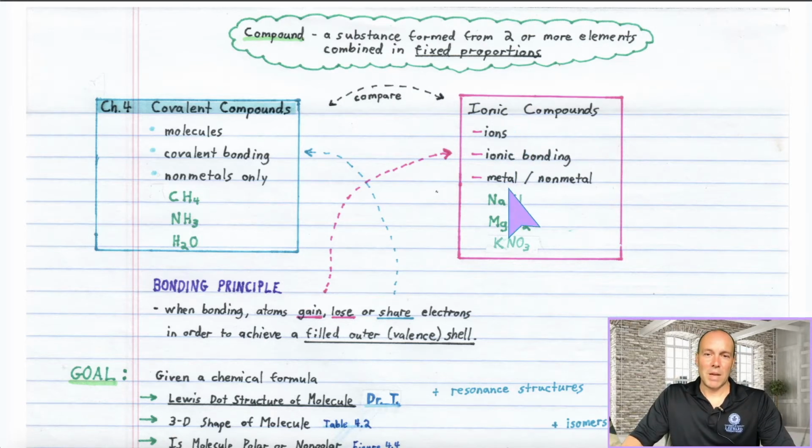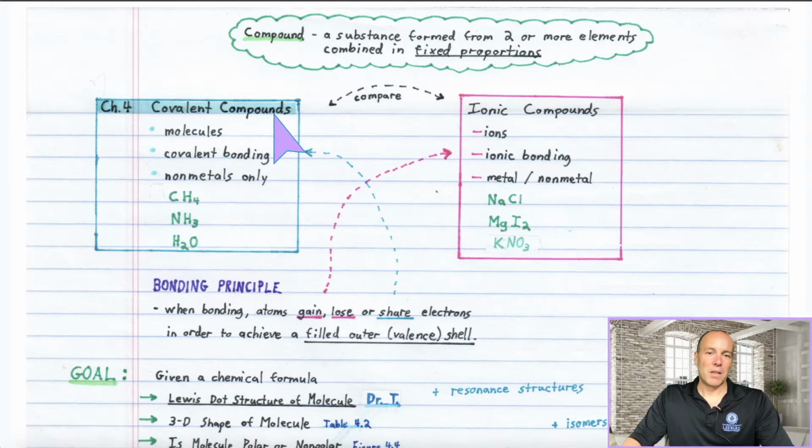Ionic compounds are made of metals and nonmetals, and some examples are sodium chloride, magnesium iodide, potassium nitrate. The metals are the positive cations and the nonmetals the negative anions. You can see one of those polyatomic anions here, nitrate.